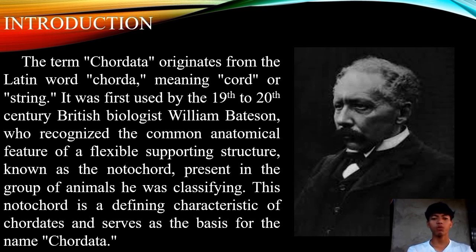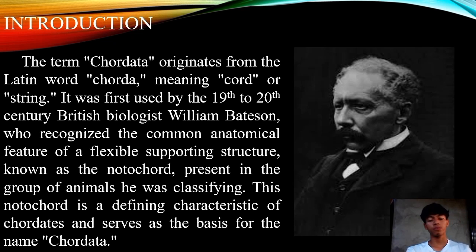It was first used by the 19th to 20th century British biologist William Bateson. Bateson noted a common anatomical feature among a group of animals he was studying, a flexible supporting structure called the notochord. The notochord, which runs along the length of the body, provides support and structure, akin to a flexible cord or string. Bateson recognized the significance of this structure as a defining characteristic shared by these animals and used it as the basis for naming the taxonomic group Chordata.